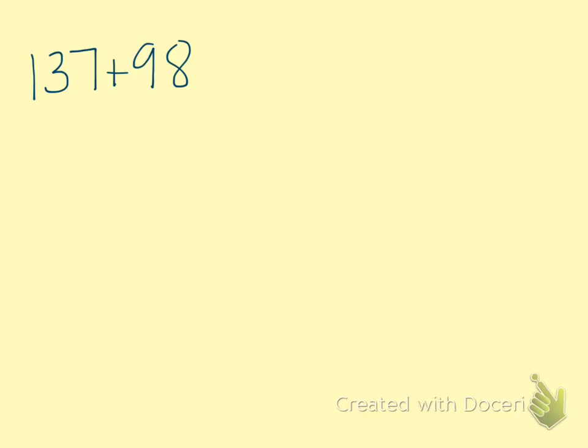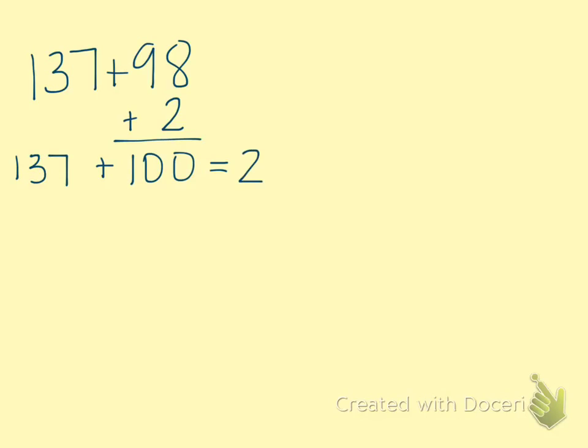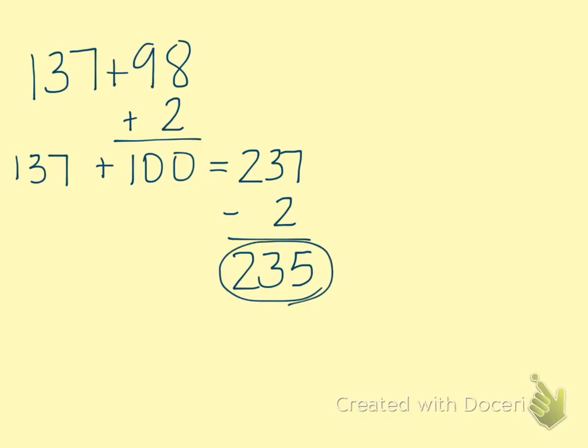If you chose to compensate by adjusting one number, you could add 2 to 98 to get 100 plus 137, which would give you 237. Then to compensate, you would subtract 2, leaving you with your final answer of 235.